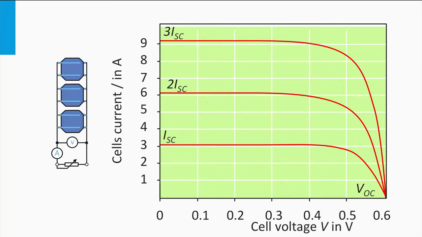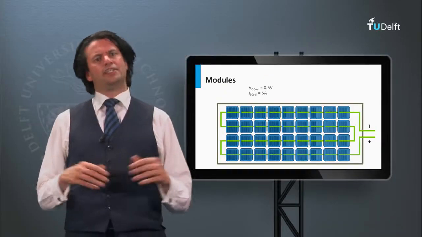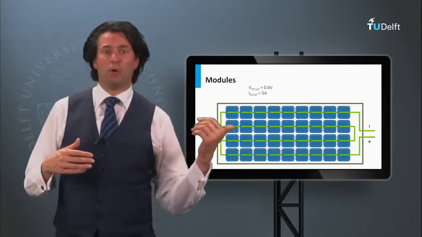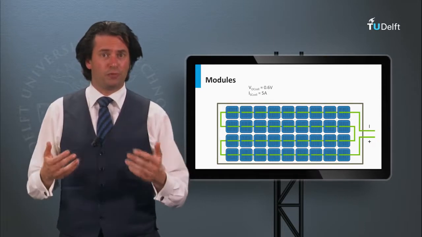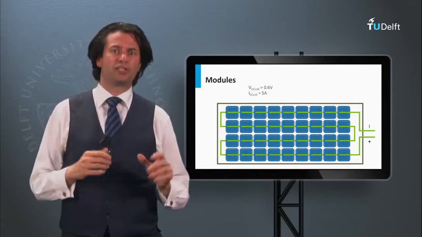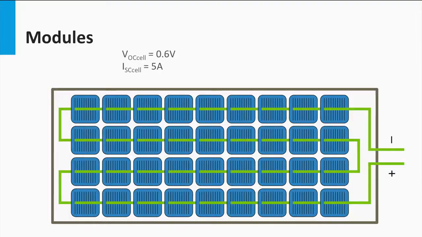If we have 2 solar cells connected in parallel, the current increases 2 times, whereas the voltage remains the same. If we have 3 cells in parallel, the current becomes 3 times as large, while the voltage is the same as for a single cell. This means that if we consider a module, you can partly tune the voltage and the current output by the arrangements of the connections of the solar cells.